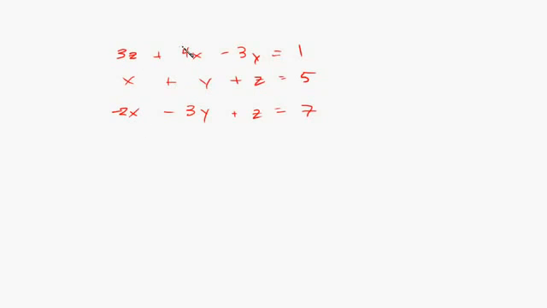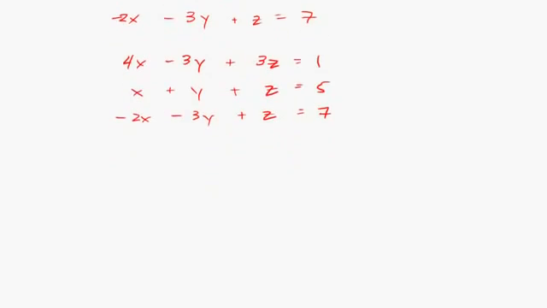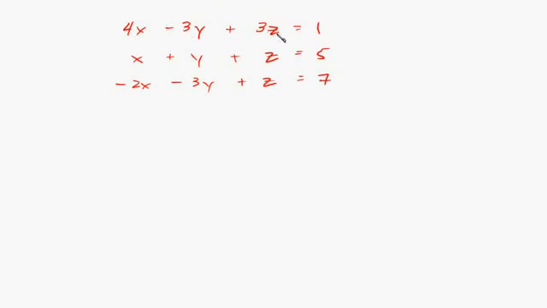Well, you want to get the x's in one column, y's in the next, z's in the last. So in this case here, we can exchange the 4x and the 3z. We can put the 3z actually at the end. That'd be a lot simpler. So you can write 4x minus 3y plus 3z is equal to 1, and x plus y plus z is equal to 5. And this one's already set up, so we can do negative 2x minus 3y plus z is equal to 7. And when you're setting up an augmented matrix, as it's called, what you want to do is write the coefficients down with the constant.